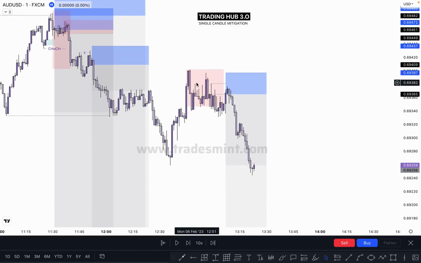This is our zone, refined in a 1 minute, and you can sell here and put the stop loss just above it. Only one POI, unmitigated POI in a 1 minute time frame is here. That's why we are selling here.